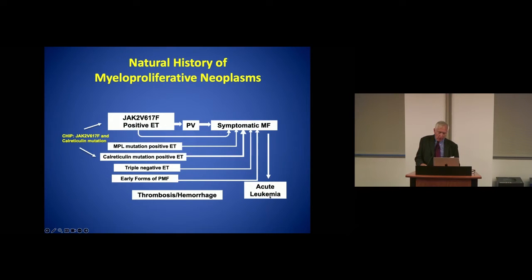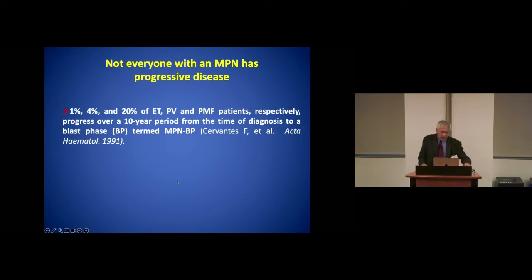And then a minority of patients go on to develop MPN blast phase, which is a very difficult form of secondary acute leukemia to treat. The first thing I'd like to mention to you is not everyone with an MPN has progressive disease. And even if you evolve, you can be arrested at that particular stage. So it's really the minority of patients with polycythemia vera or essential thrombocythemia or an early form of myelofibrosis that actually progress to overt myelofibrosis and eventually to MPN blast phase.